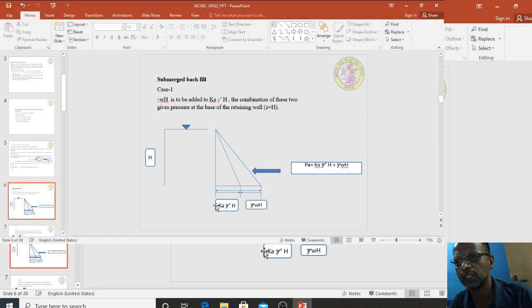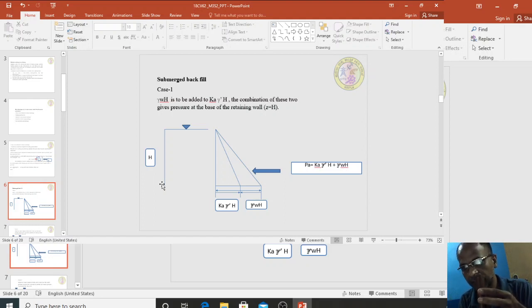Second case, submerged backfill. Whenever there is a water table up to a height H, we can say it is a submerged backfill. So this is the retaining wall, this is the backfill, and the water table is up to the top. Because of soil it exerts one triangular pressure, and because of water it exerts another triangular pressure. Therefore the two pressures should be taken into consideration.